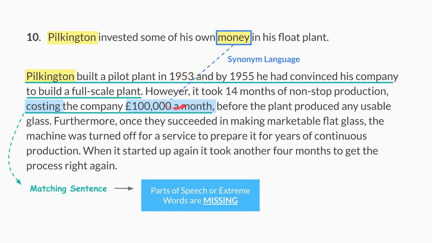See, in the reading passage, it doesn't say that only the company invested its own money. It doesn't say that only the company invested the money. Maybe the company invested the money, but so did Pilkington. Perhaps Pilkington also invested some of his own money. So the real answer to this question is maybe. Did Pilkington invest some of his own money in his float plant? Maybe. We don't know that. The information is not given. It is missing. But maybe he didn't invest some of his own money. We don't know. See? So for that reason, the answer is going to be not given.